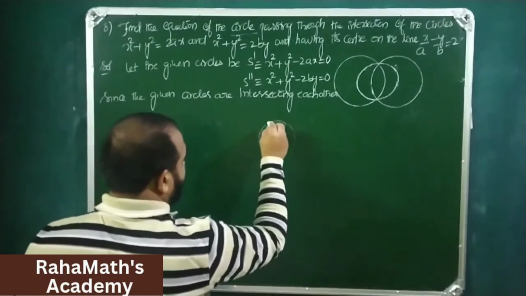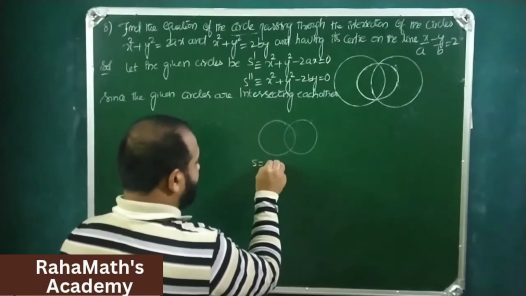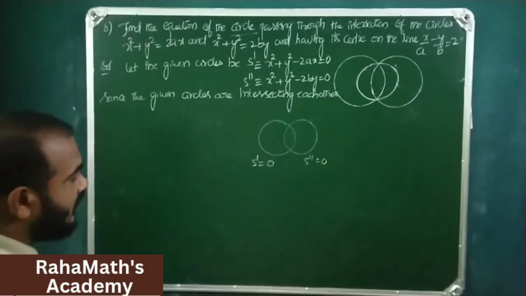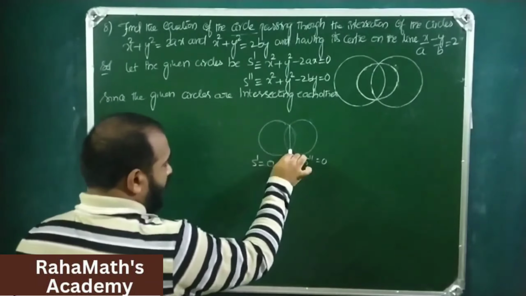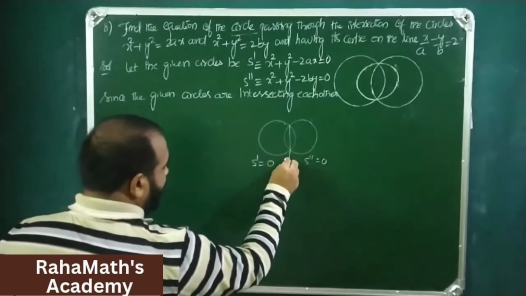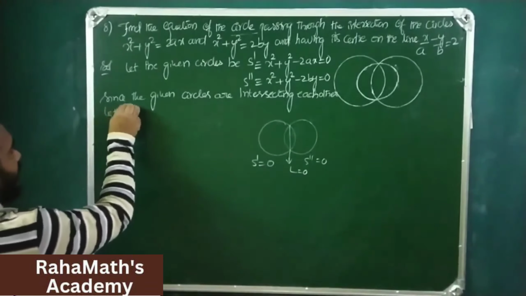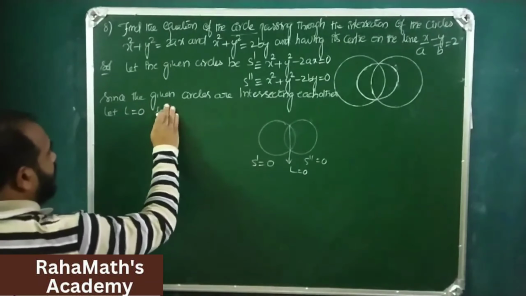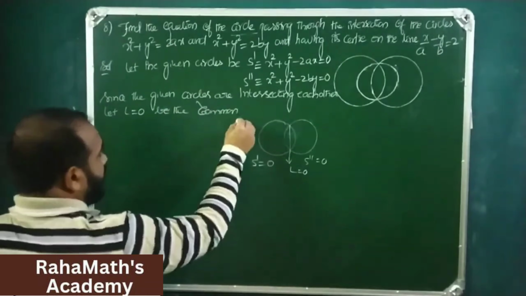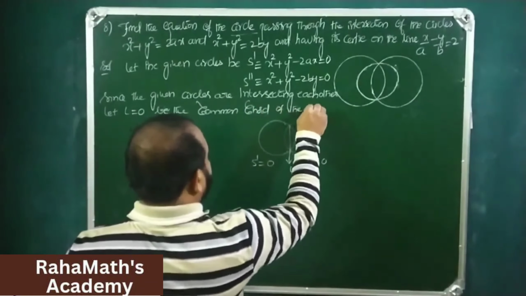So these are the two circles that are given. So this is S dash equals to 0. This is S double dash equals to 0. Okay, then this line is a common chord. So this is supposed to be, for example, L equals to 0. Let L equals to 0 be the common chord of the given circles.